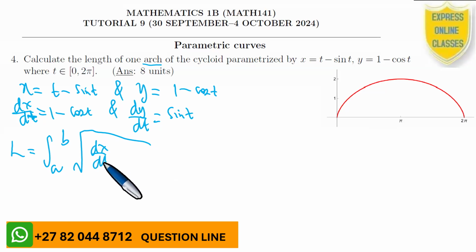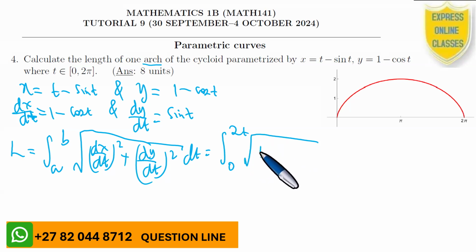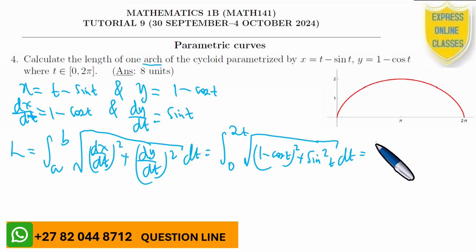And then we have the dx dt squared plus dy dt squared, dt. And therefore, you have the integral here from 0 to 2 pi of the square root of dx dt, which is 1 minus cosine t squared, plus the sine squared of t, dt. Here the t is from 0 to 2 pi radians. So this is what we need to do.